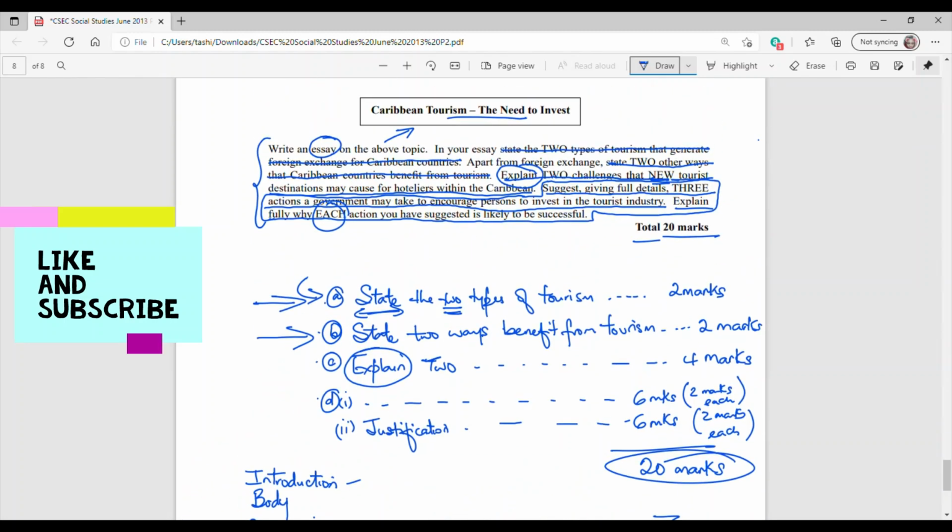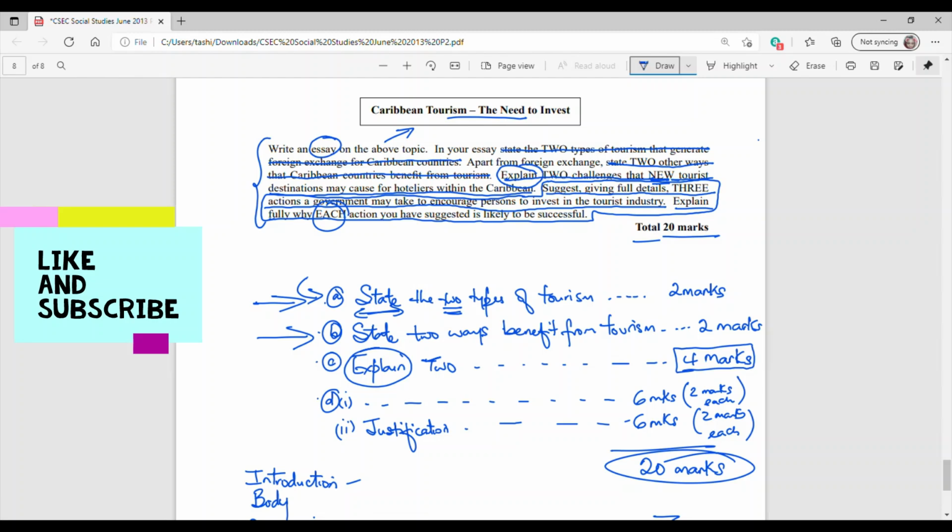So now they ask us to explain. So of course, it requires you to go a little more in depth than actually stating. So that is why in our breakdown, we allotted it 4 marks, right? So explain 2 challenges that new tourist destinations. Now you have to pay attention to the questions that they actually ask you. So this one, it says 2 challenges that new tourist destinations, meaning other places that are now offering tourism as a product, other countries, not your own country, not the Caribbean itself.